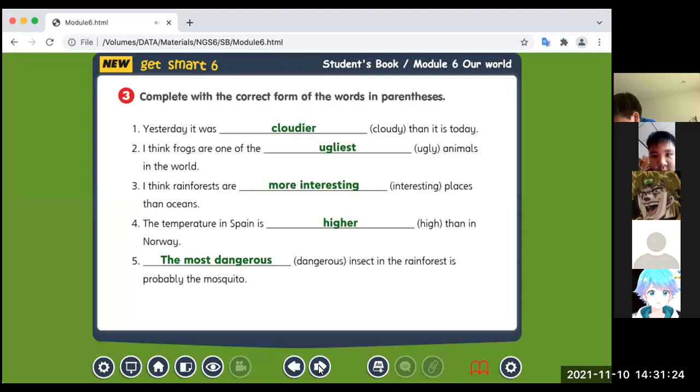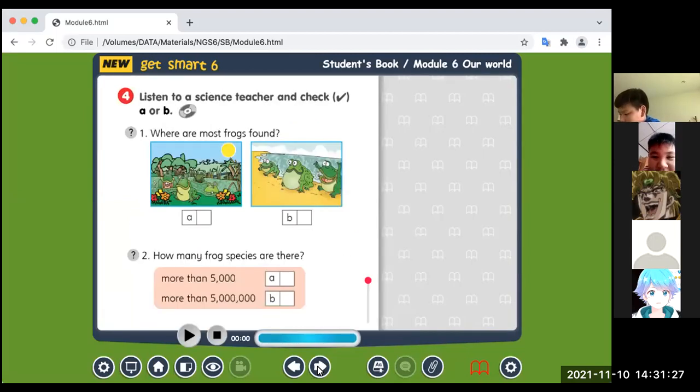Okay, now listen to a science teacher and check A or B. Before we go, I would like to ask: are there any questions about superlative and comparative? Okay, no? We can move on. Okay, so now check A or B.